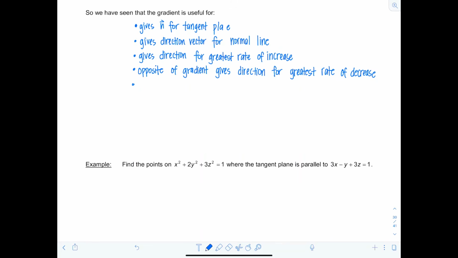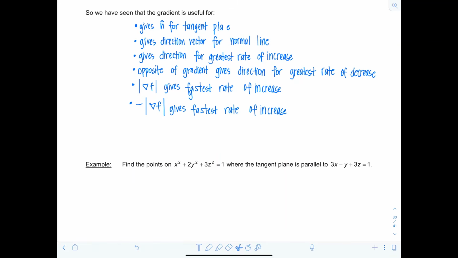Oh, there's more. The magnitude of the gradient gives that fastest rate of increase, not fattest, fastest. And the opposite of the magnitude of the gradient gives us the fastest rate of decrease. Change this to decrease. Okay.